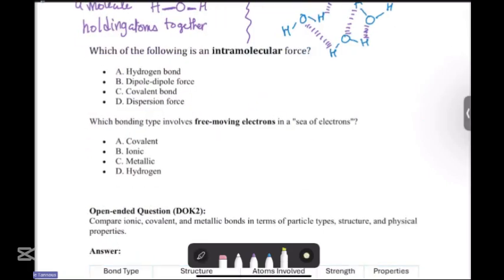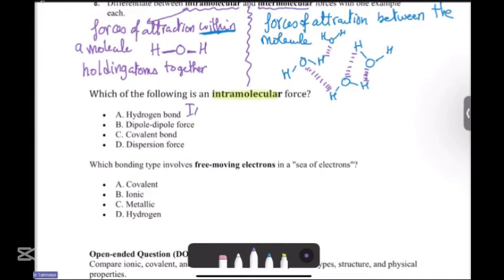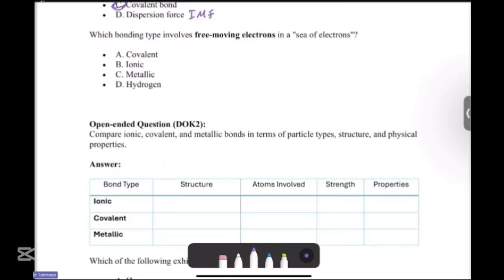So let's move on. Which of the following is an intra, inside the compound? That's an intermolecular force over here, intermolecular force over here, intermolecular force over here. So the answer is covalent. Now, which bond type involves free moving electrons in a sea of electrons, or free delocalized electrons in a sea of electrons? That is the metallic.